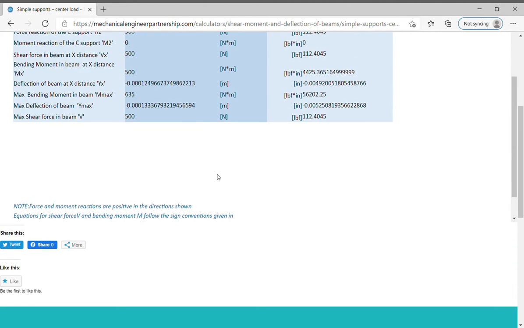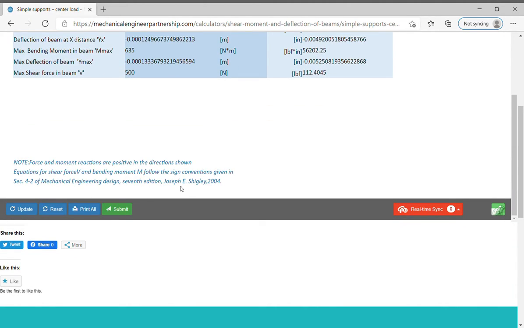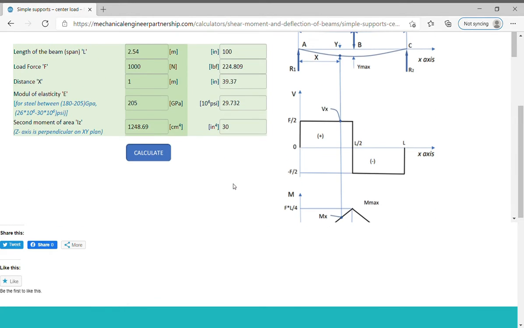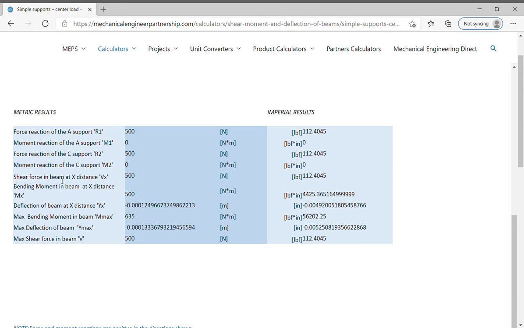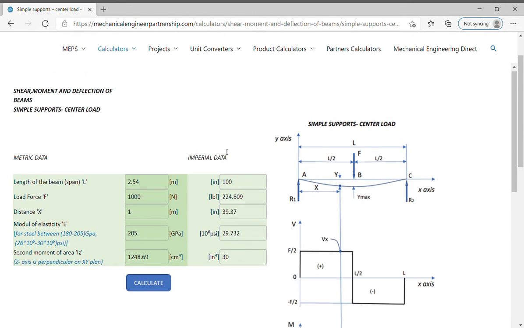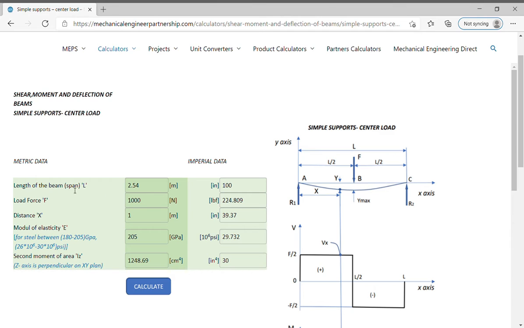Book 7th edition, by Joseph E. Shigley 2004. On the left side is data, metric and imperial units, and in blue color we obtain the results in metric units, respectively imperial units. Data are the length L of the beam, in meters or inches, force F, in Newton or pound force, L divided by 2, the distance of F force from a support, or distance between a support and B point, in meters or inches, X, distance in meters or inches.